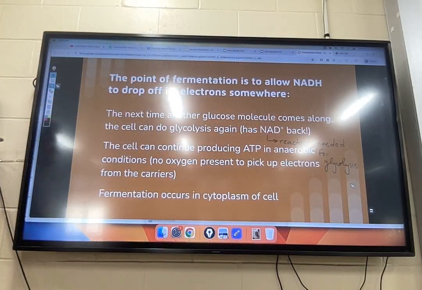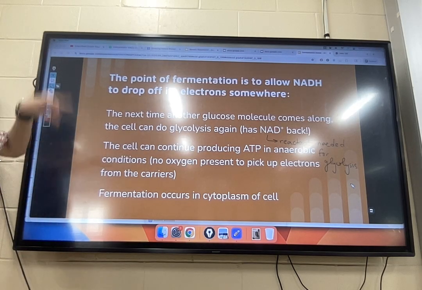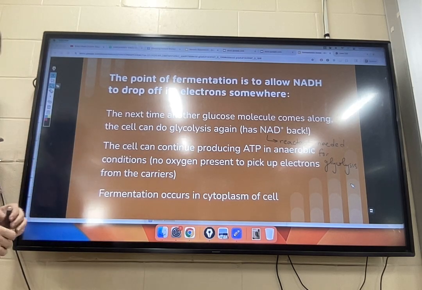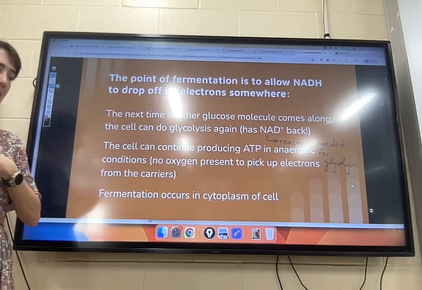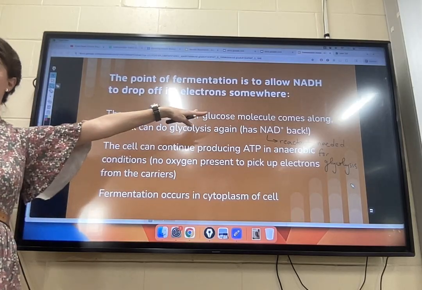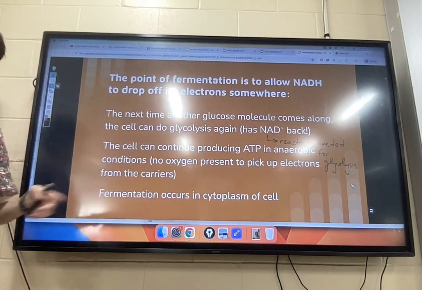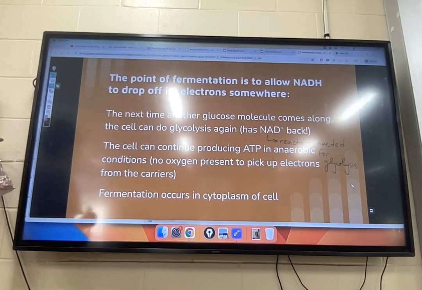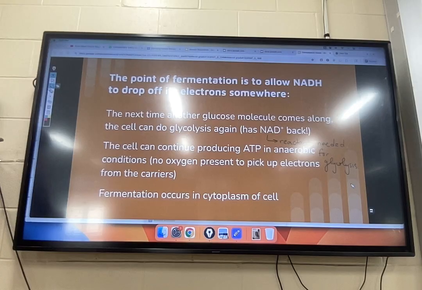All right. The cell can keep making ATP without oxygen as long as we can do this fermentation process, because we have something that is taking the electrons from NADH. We get NAD+ back. Now a new glucose shows up, we can do glycolysis again. This process, just like glycolysis, is happening in the cytoplasm. You do not need an extra organelle to do this.